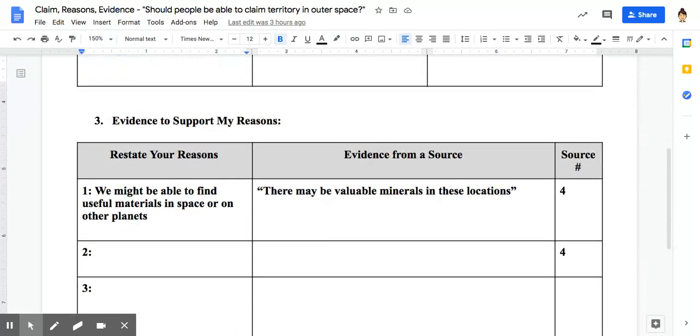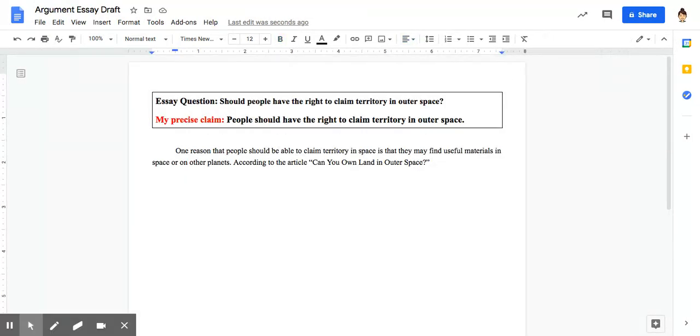According to that source, which was source number 4, you see that right there, there may be valuable minerals in these locations. If I wanted to make my life easier, I can just copy that. I'm going to go back to my draft here, and I'll paste it. According to the article, can you own land in outer space? There may be valuable minerals in these locations.